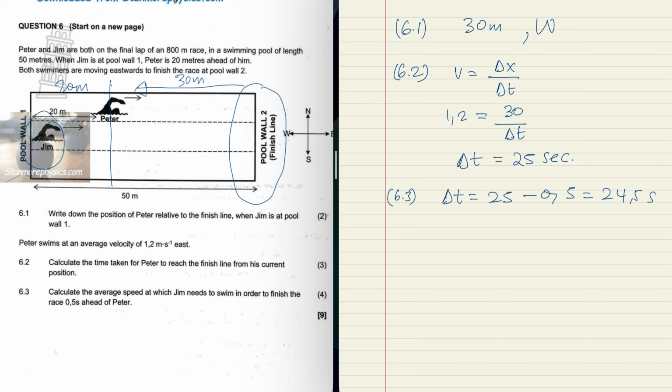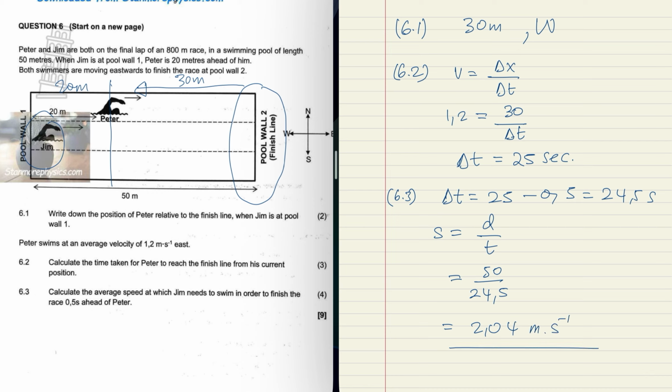So speed is equal to distance divided by time. Jim needs to swim 50 meters, and he needs to swim it in 24.5 seconds, and that's going to tell us that he needs to swim at 2.04 meters per second. So quite a bit faster.